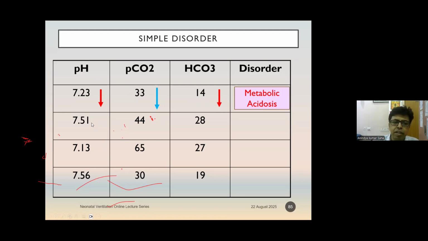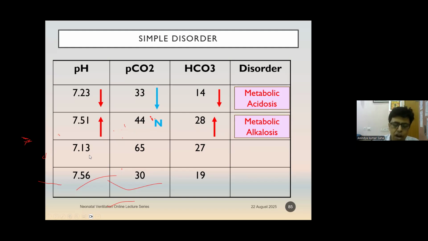In the second example, if the pH is 7.51, it is alkalosis. It is matching with the bicarbonate portion. It is beyond the normal value, 20 to 24, so it is metabolic alkalosis, primarily metabolic alkalosis. But if we look at the PCO2 value, it is in the normal range. So it is simple metabolic alkalosis.